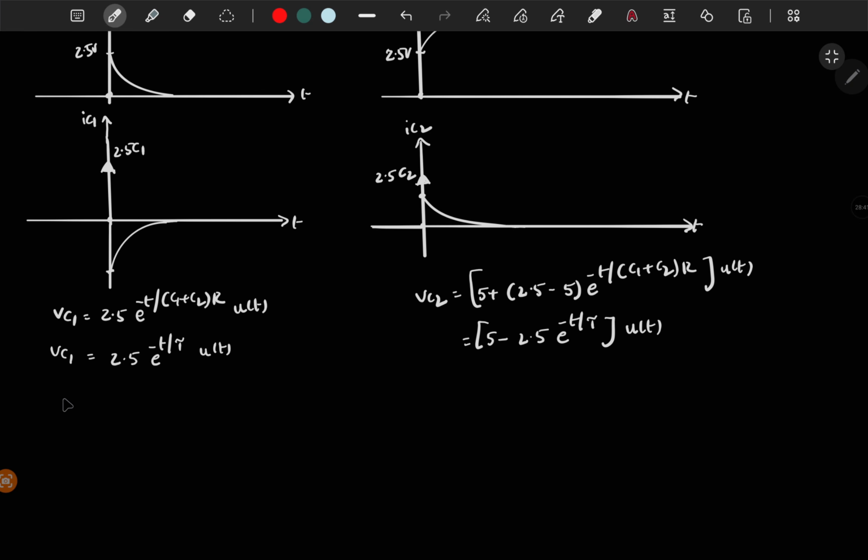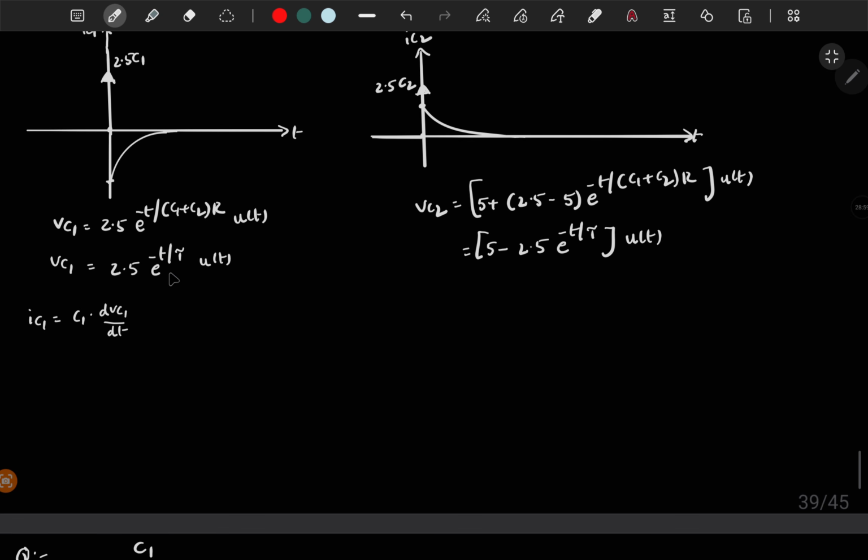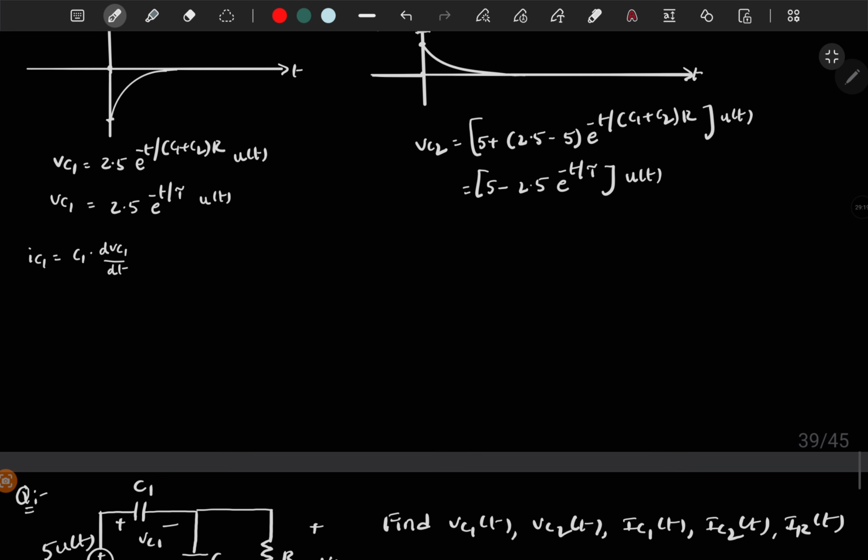So for current, IC1 is equal to C times dV by dt, right? If you don't know the graphical method, then you can also write in this form: IC1 is equal to C1 times dVc1 by dt. So you have two functions in time, which is e power minus t by tau and u of t. First differentiate one keeping the other same, and differentiate the other one keeping the remaining one same. That is how you differentiate a function of two different functions, let's say f1 of t into f2 of t.